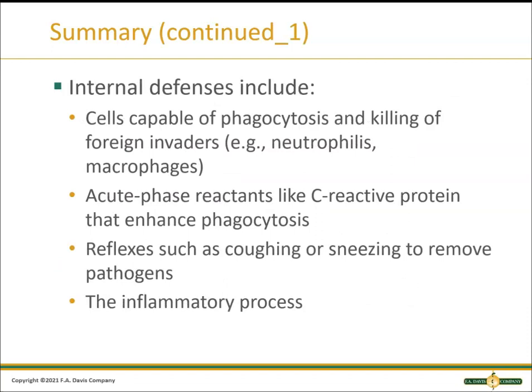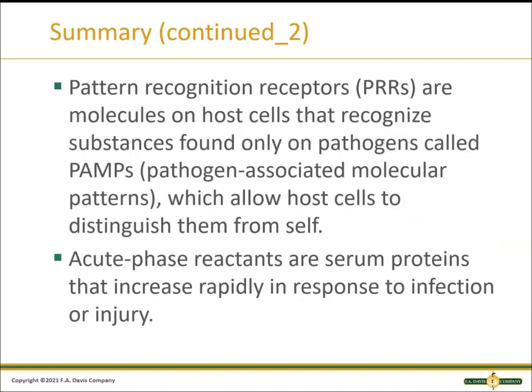We talked about phagocytosis, all the steps you went through, and how neutrophils, macrophages, and dendritic cells do that. We have acute phase reactants like CRP that help us with phagocytosis. We have normal reflexes to try to get rid of pathogens. We cough and sneeze, hiccup, make tears, salivate, all that kind of stuff. And for us to recognize it, we actually see the inflammatory process. And you've all had all this happen to yourself.